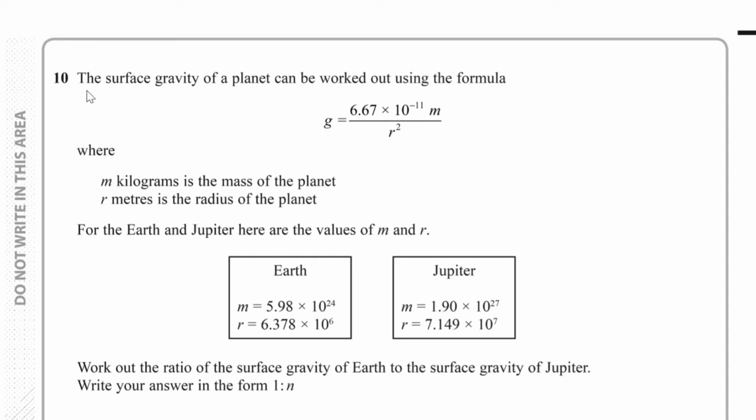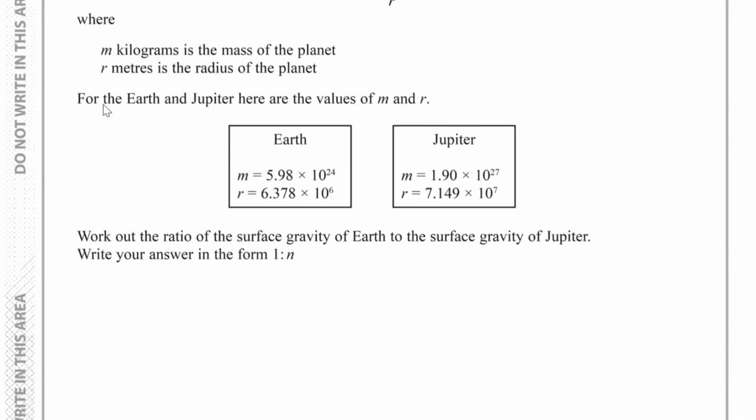Question number 10. The surface gravity of a planet can be worked out using the formula G equals 6.67 times 10 to the minus 11 multiplied by m over r squared, where m is the mass of the planet and r is the radius of the planet. M is in kilograms, r is in meters. For the Earth and Jupiter, here are the values of m and r.